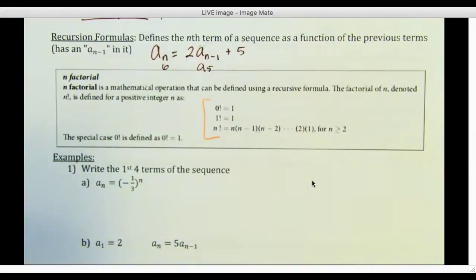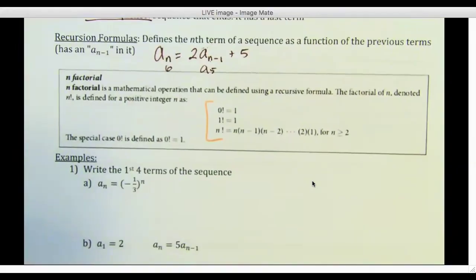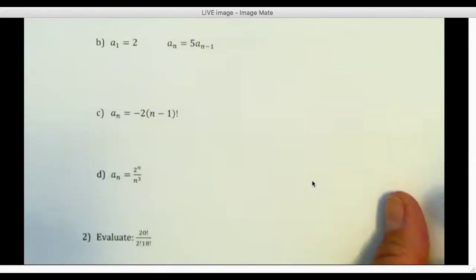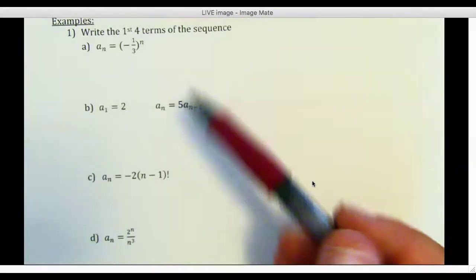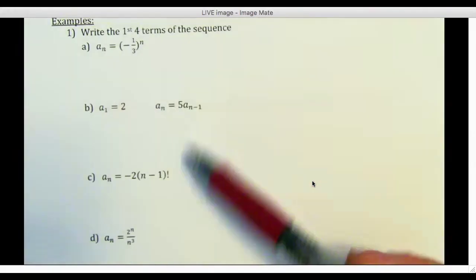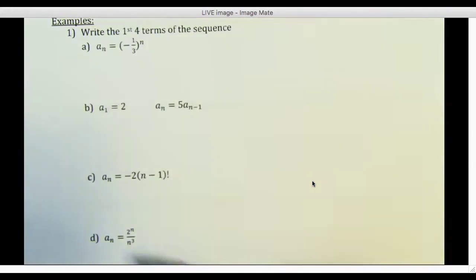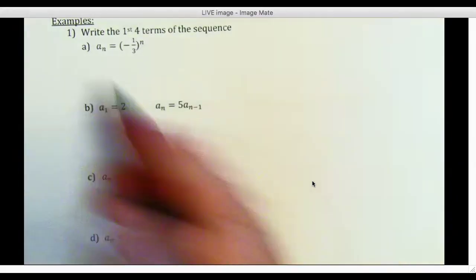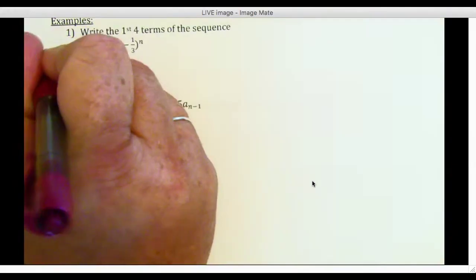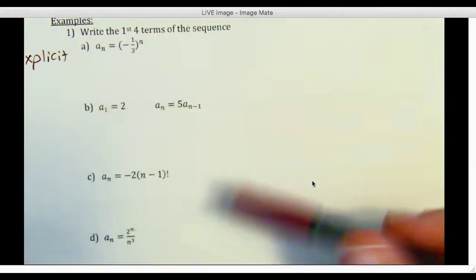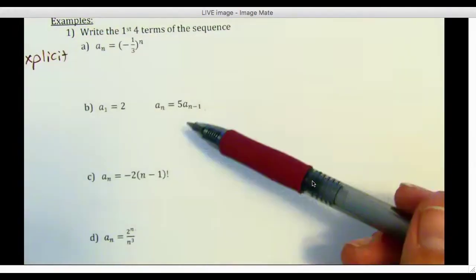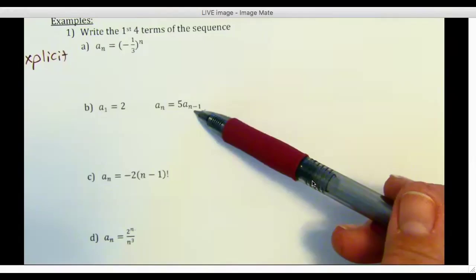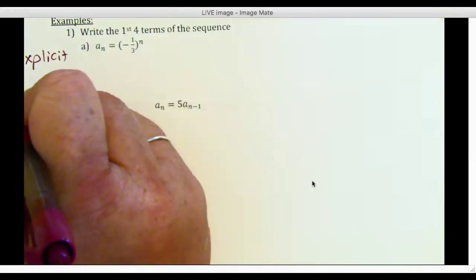The other type of formula is called an explicit formula. Some examples of explicit formulas are down here below, where we just have an n in it, or we have n minus 1 or n's here. Those are all examples of explicit formulas. Whereas here, I have that a sub n minus 1. This would be a recursive formula.